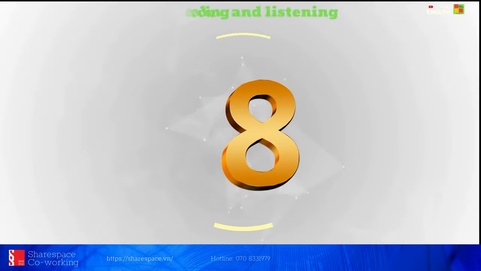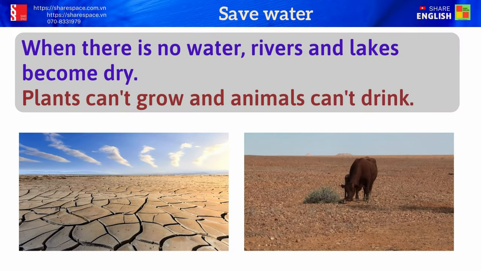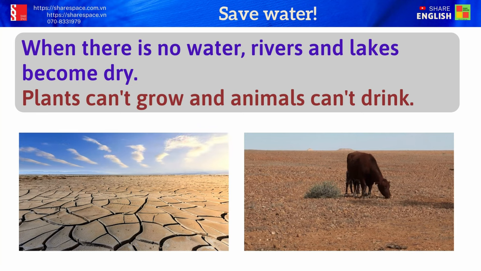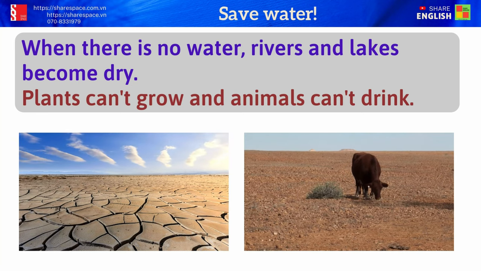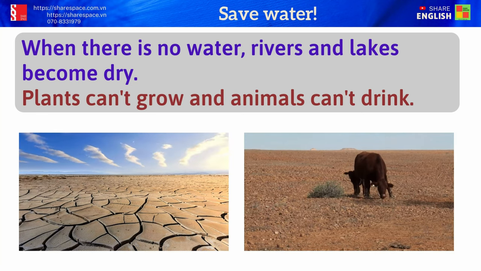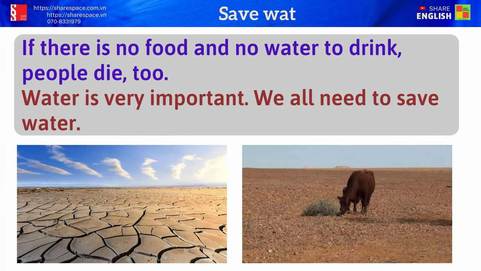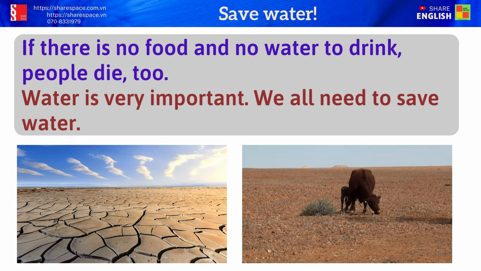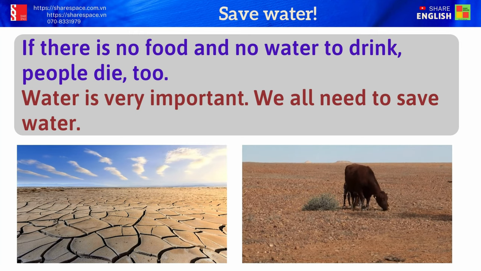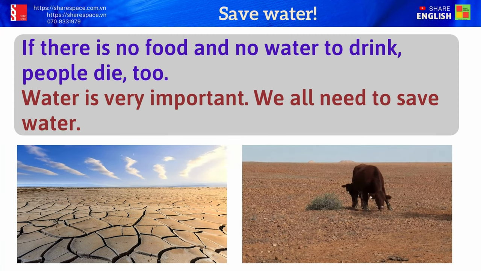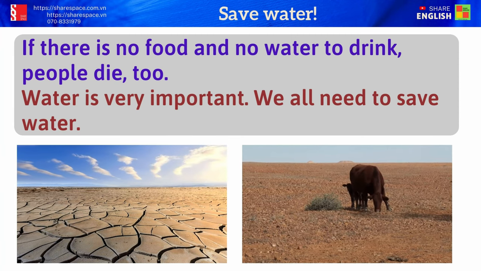Eight. Save water. When there is no water, rivers and lakes become dry. Plants can't grow, and animals can't drink. If there is no food and no water to drink, people die too. Water is very important. We all need to save water.